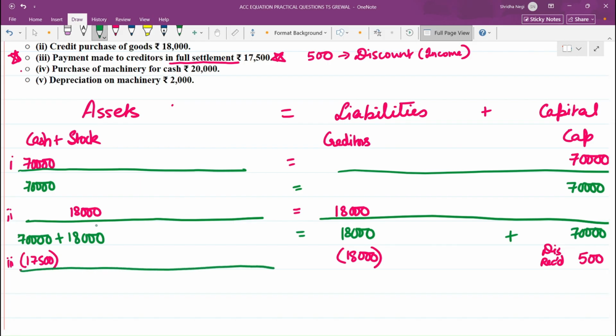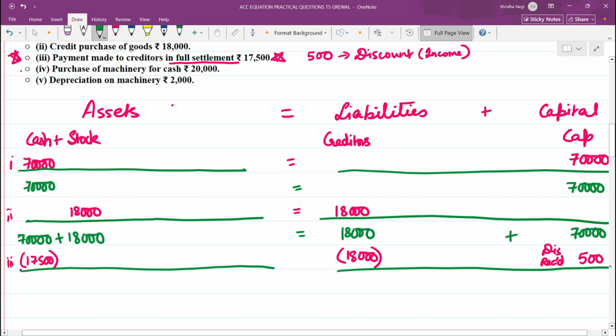So now let's see the balances that will come down. तो अभी आपका cash will be 52,500 plus 18,000 stock is equal to, here it will become 0 because 18,000 minus 18,000, and here you are going to add 70,500. समझ में आया? Okay, so ये बहुत इंपॉर्टेंट है. फुल सेटलमेंट. ठीक है. Now the next one, fourth one, purchase of machinery for cash 20,000.